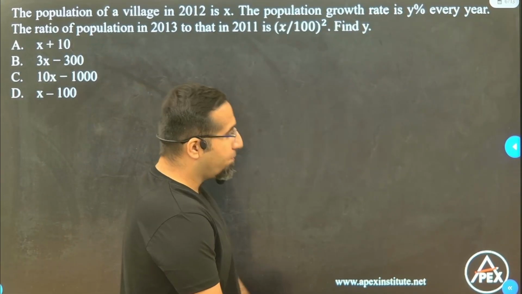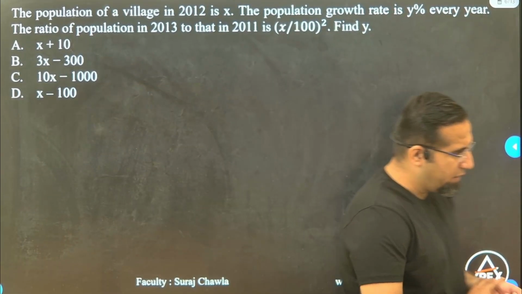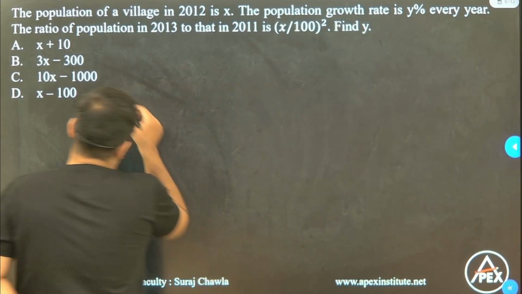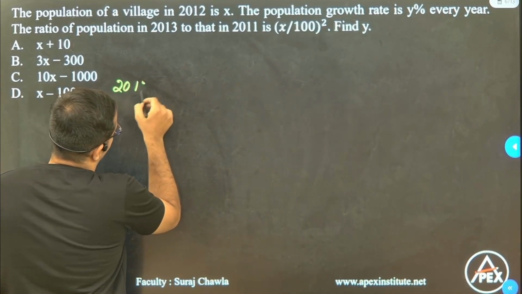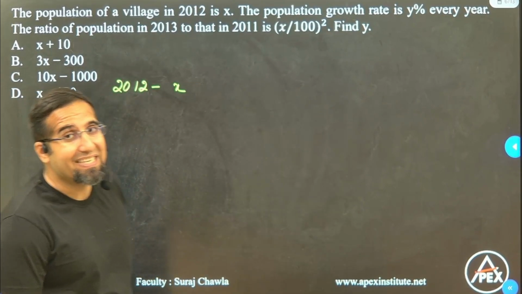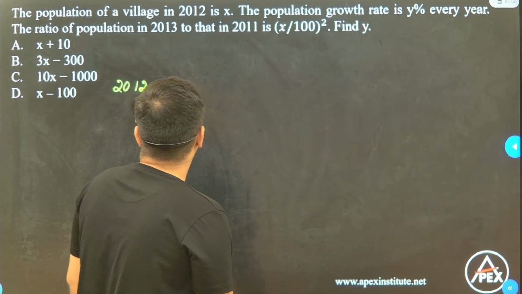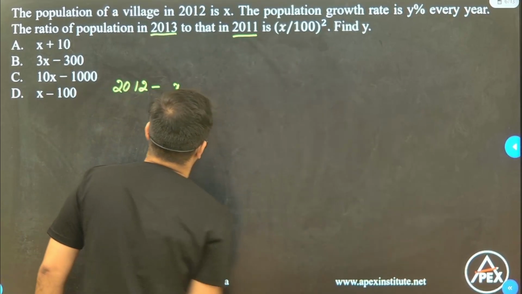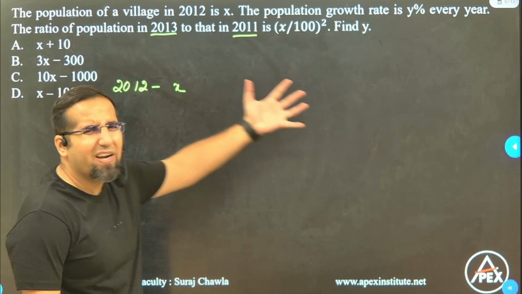Now this question, the population of a village in 2012 is x. ठीक है, so 2012 का population x है. Let me write 2012. The population growth rate is y% every year. Okay, great. Find the ratio of population in the year 2013 is to 2011. Is given to us. Find the value of y.